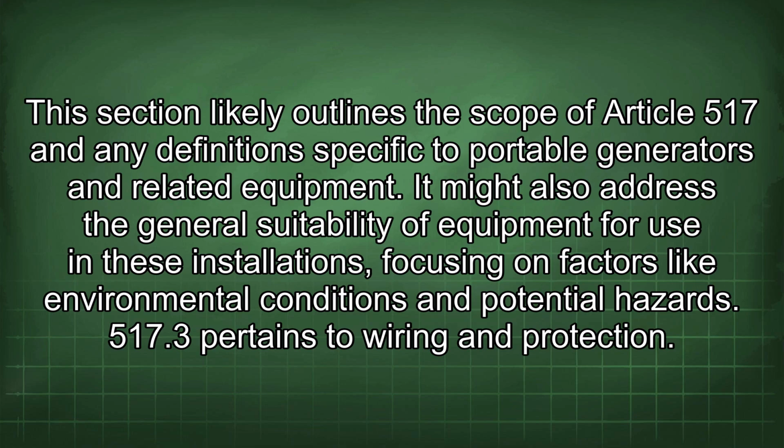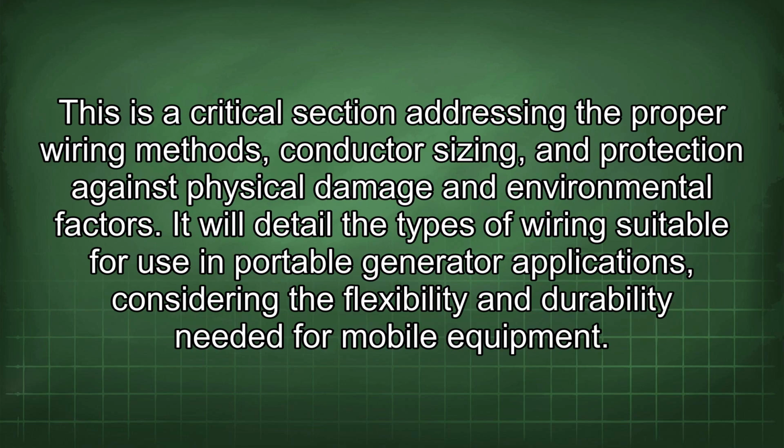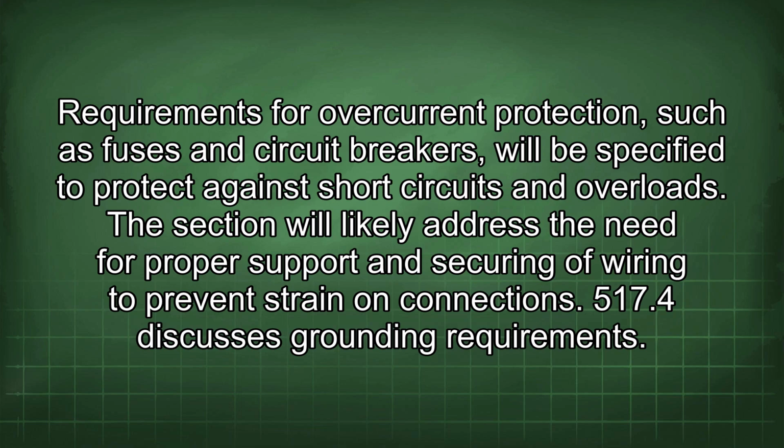517.3 pertains to wiring and protection. This is a critical section addressing the proper wiring methods, conductor sizing, and protection against physical damage and environmental factors. It will detail the types of wiring suitable for use in portable generator applications, considering the flexibility and durability needed for mobile equipment. Requirements for overcurrent protection, such as fuses and circuit breakers, will be specified to protect against short circuits and overloads. This section will likely address the need for proper support and securing of wiring to prevent strain on connections.